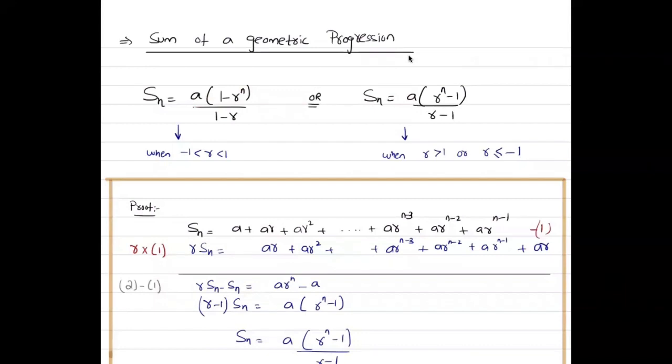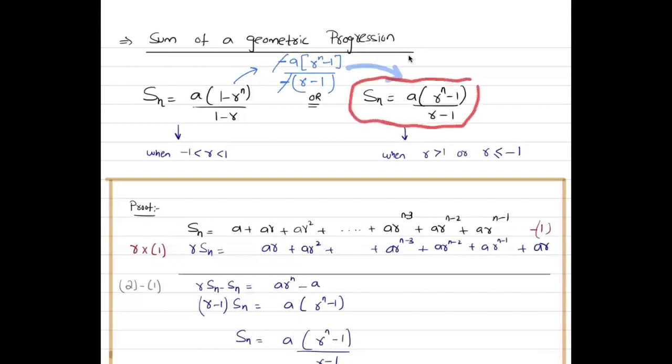If your common ratio is between -1 and 1, you can use this form. And if you take minus common from the numerator and the denominator, it's going to be r to the power of n minus 1 over r minus 1. The minus signs are going to be cancelled out, and you are going to get this expression. Now you can use this expression for the sum Sn equals a times (r to the power of n minus 1) upon r minus 1 when the common ratio is greater than 1 or less than or equal to -1.